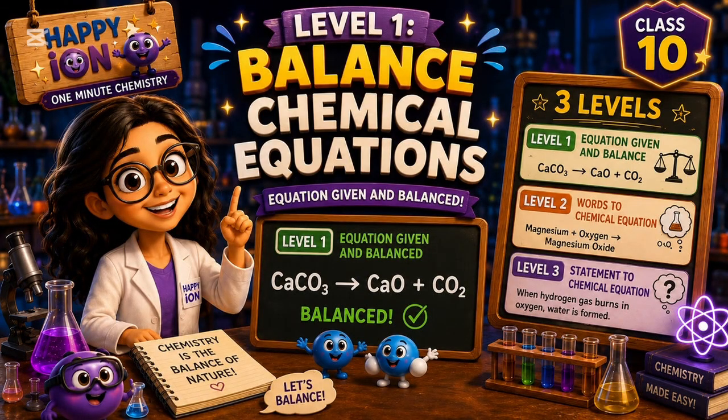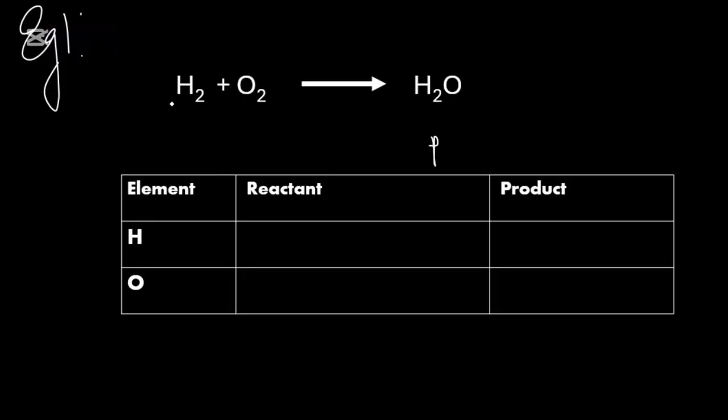Level 1. In this level, the chemical equation is given to you, you just have to balance it. That means you just have to add the coefficient in front of the reactant and the product. Example number 1. H2 and O2 are the reactants which are given to us, that is hydrogen gas and oxygen gas, and H2O is the product given in this chemical equation. So before we balance the chemical equation, make a tabular column naming element, reactant and product. In this example, hydrogen and oxygen are the elements. Then start counting the elements on both sides.